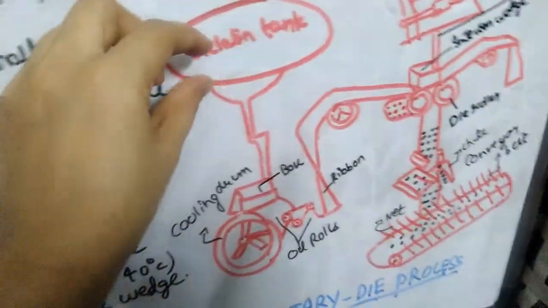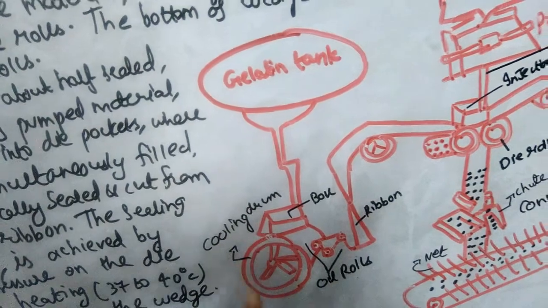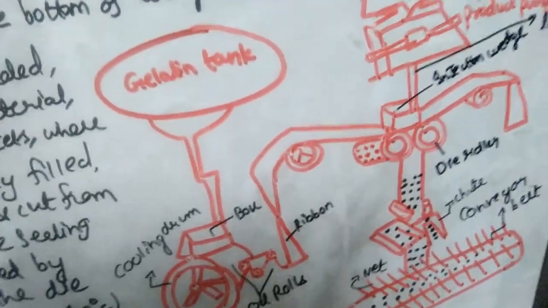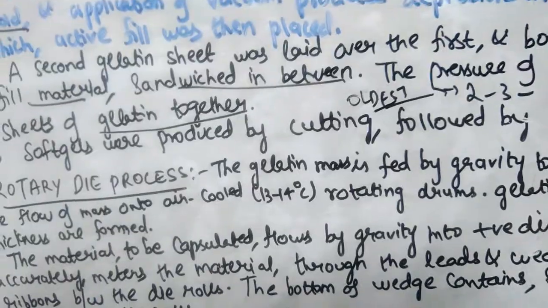Gelatin ribbons of controlled thickness are formed. So when the gelatin from this tank forms on this drum, you will get a ribbon. This is your ribbon. Can you see the ribbon? You will get gelatin ribbons of controlled thickness, that is plus or minus thickness, will be formed.